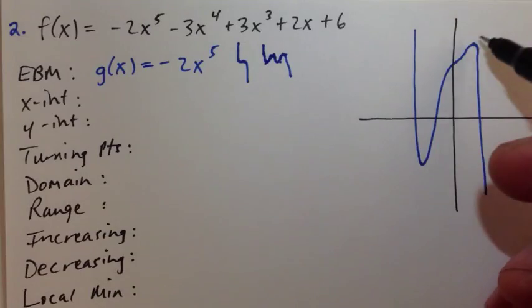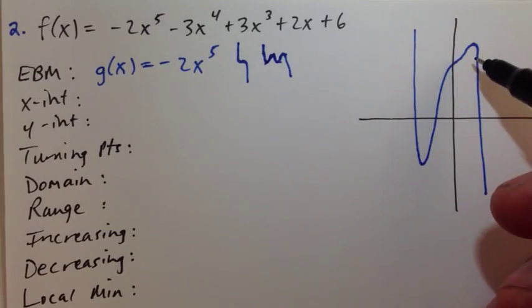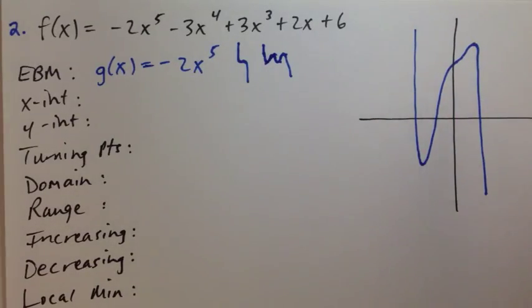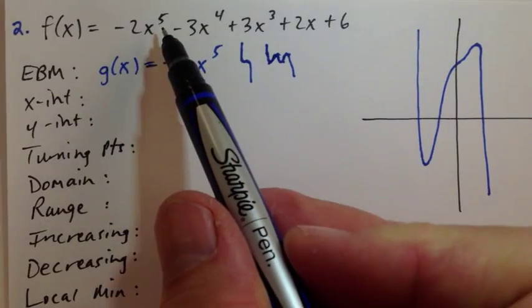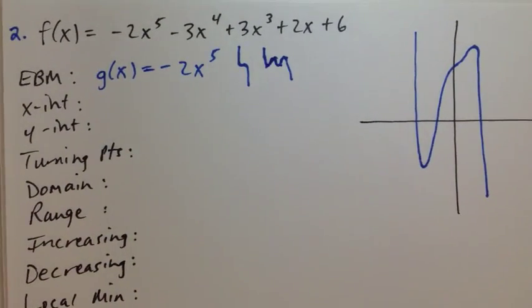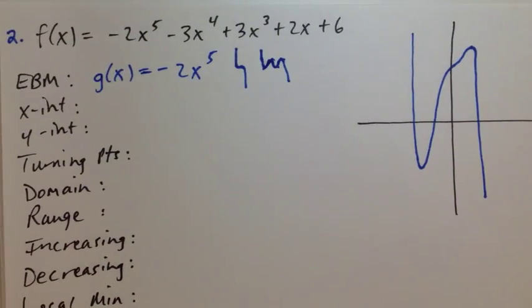But again, there's something interesting going on right here. The graph certainly could have 4 turning points, but just to remind you that we don't always have 1 less turning point than the degree of the polynomial. So we don't always have that, and in this case we don't. But it's worth looking at, and we'll do that in a minute.